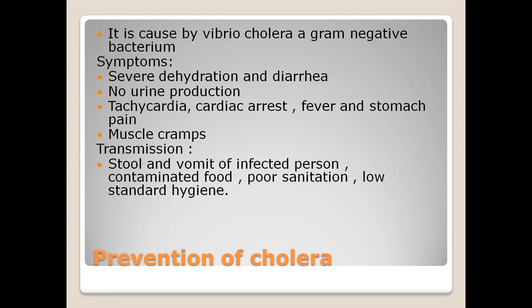And transmission of cholera: mainly, cholera is transmitted through the stool and vomit of an infected person. The vomit and stool of an infected person can carry the cholera. The flies which sit on the stool of an infected person, when this fly goes and sits on any food material, if a person takes that food material, then the fresh person will also get cholera.